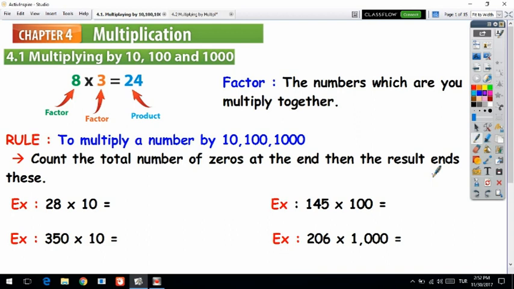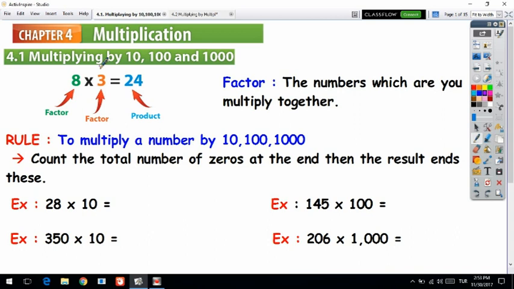Today we are going to talk about chapter 4, that is multiplication. In this chapter we are going to learn many things about multiplication: how to multiply one digit, or two digit by two digit, or three digit or more. So first I'm going to start with 4.1, multiplying by 10, 100, 1000.